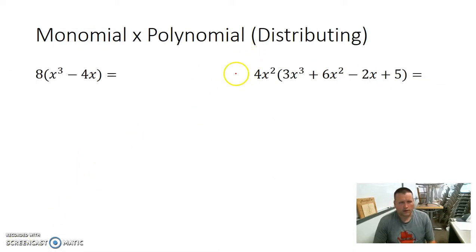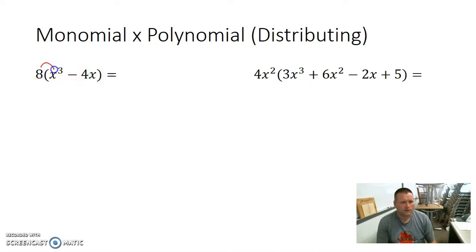Let's look at a couple more here. Now we've got a monomial times a polynomial. This is just distributing. So we've got 8. And whenever there's nothing in between them, that's timesing. When they're touching that parenthesis, it's timesing. And it's timesing to x to the 3rd minus 4x. So we're just going to multiply the 8 to the x to the 3rd, and then the 8 to the 4x. You might have seen this like this.